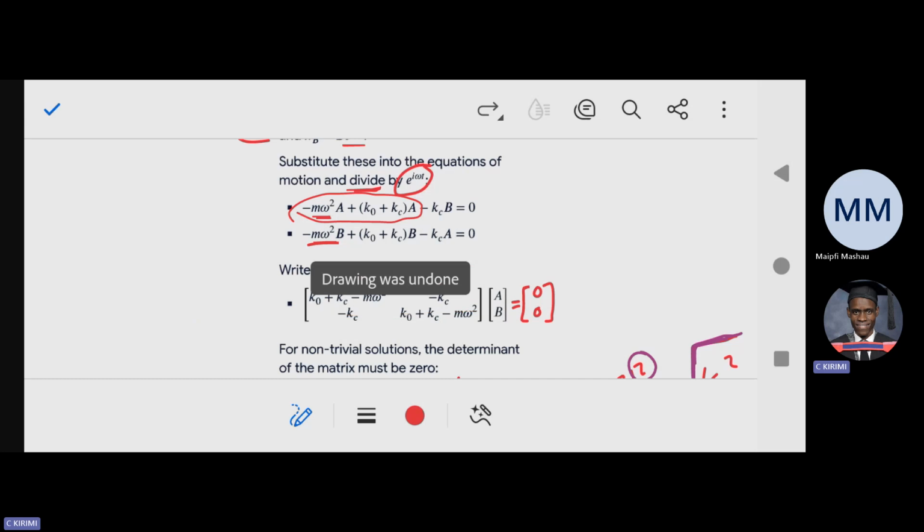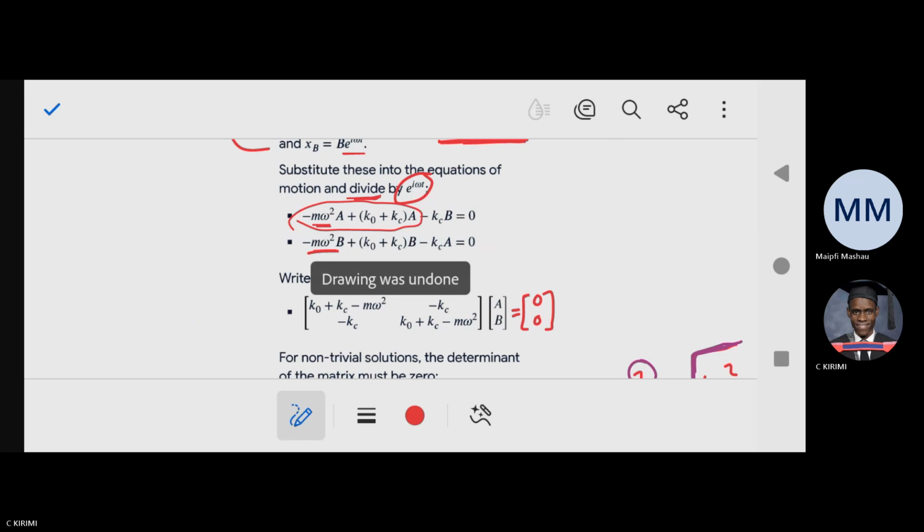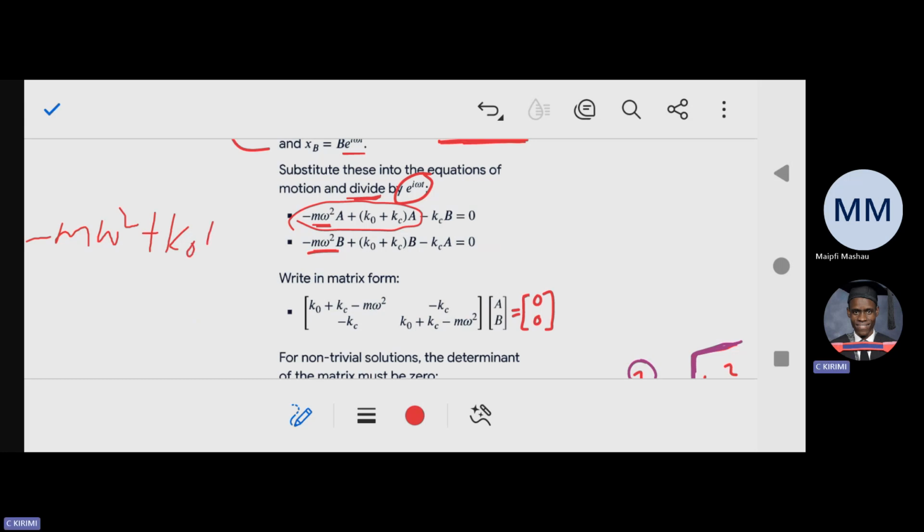Then now we are going to the second equation, where we are saying M omega is being multiplied by B. You factor out the B, like what we did. So it will be the same equation. It will be minus M, factor out B, omega squared, plus K naught, plus KC. Everything is being multiplied by what? By B.